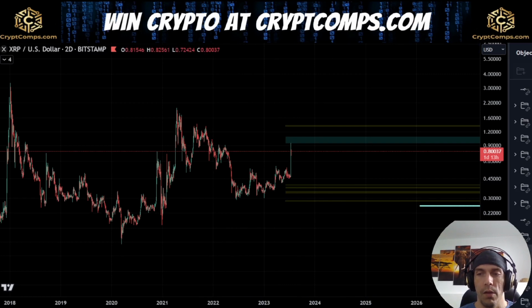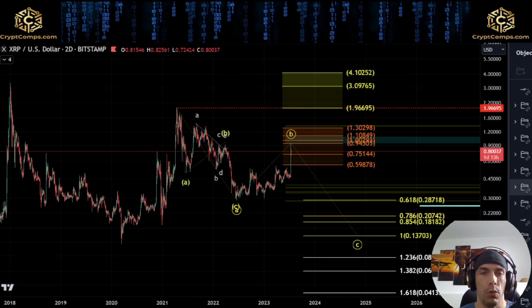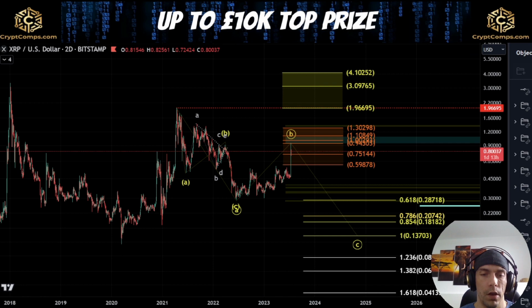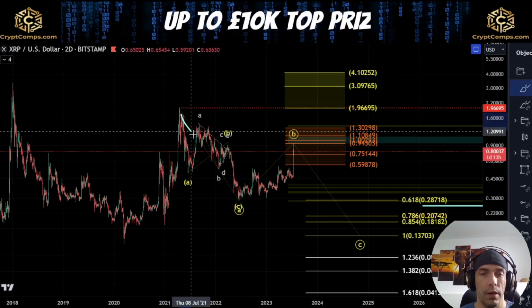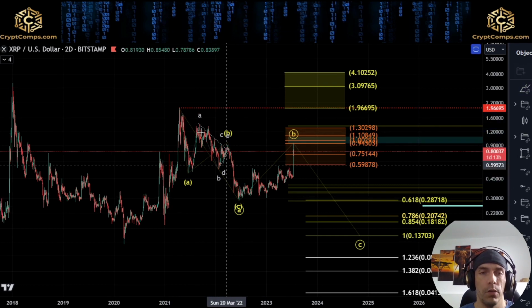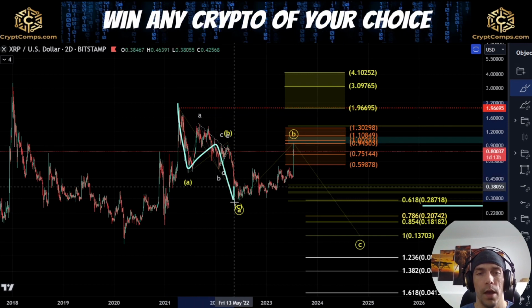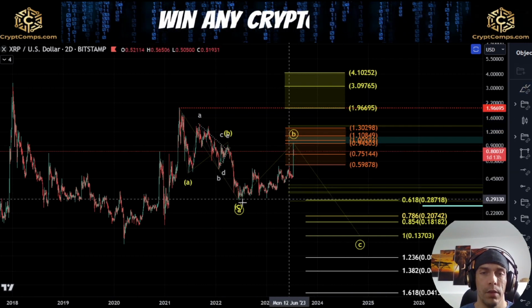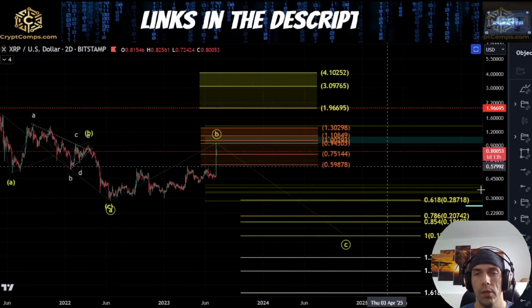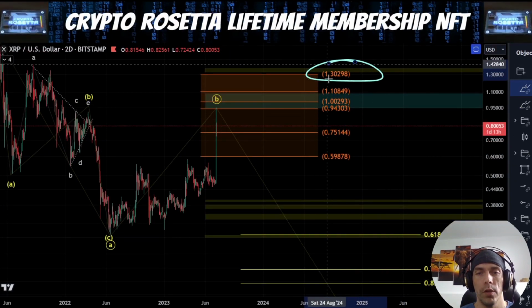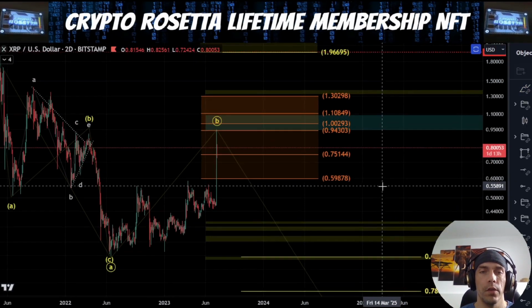It is just a 3-wave move still, so this is why I'm just being a little bit cautious. The other way we can argue that this count actually took place is that we had this as a triangle here. So this was A, triangle B, and C. So if we're looking at this in this way, we're still within this typical rejection box, $1.30 to this 59 cent is our typical zone.